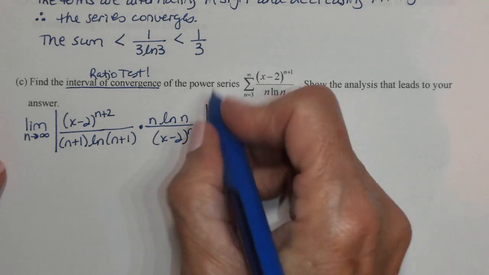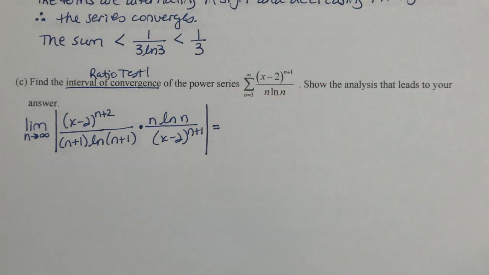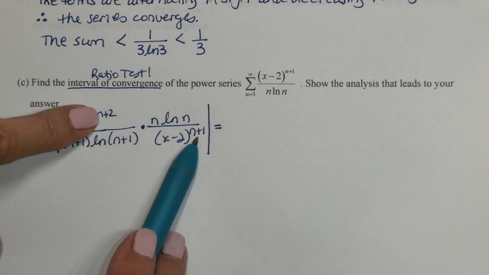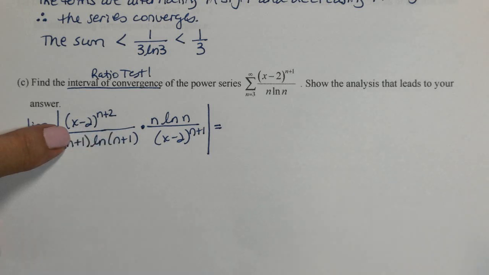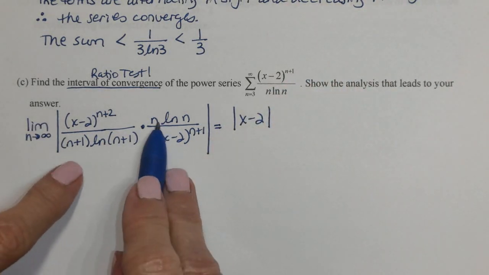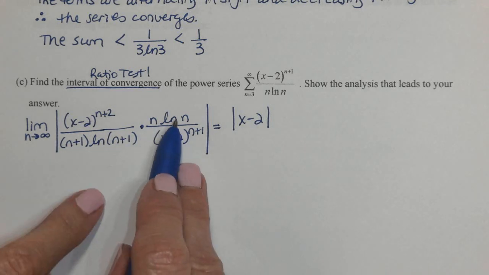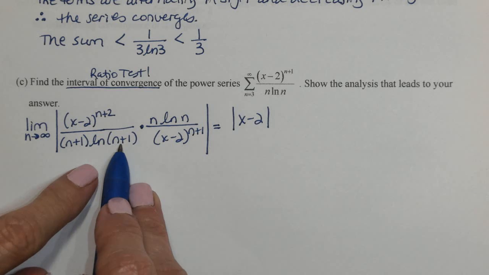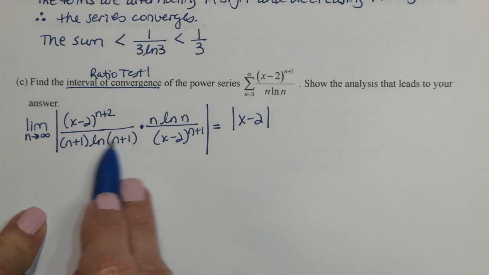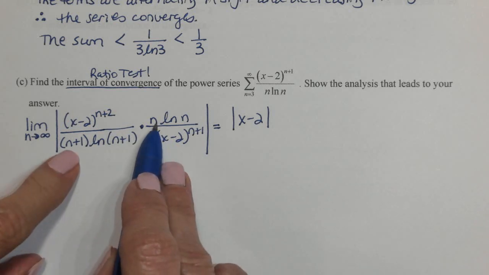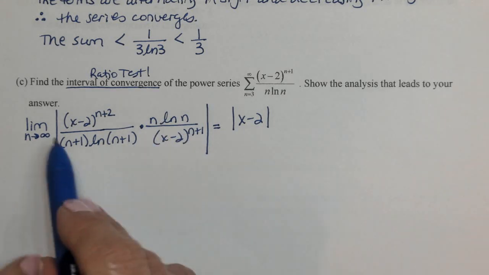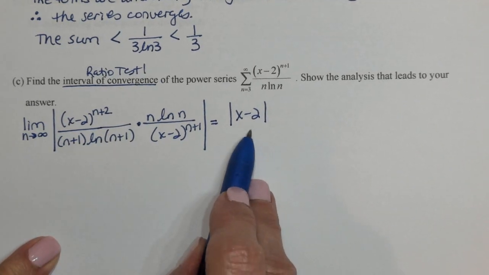Now, there is something that reduces here. The x minus 2 on top and the x minus 2 on the bottom reduce, leaving a single x minus 2 on top. N and n plus 1 do not reduce. Ln of n and ln of n plus 1 do not reduce. However, as n goes to infinity, these plus 1s are irrelevant. Then the n's reduce, and the ln of n's reduce, leaving 1. So this limit is just this absolute value.